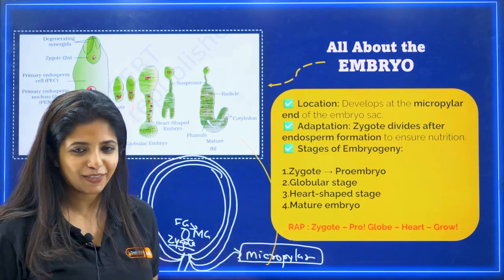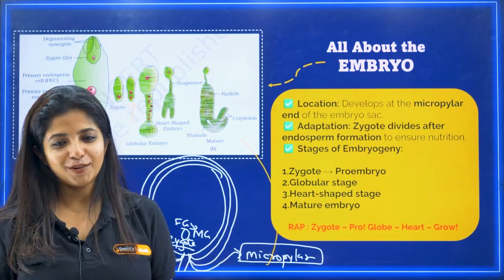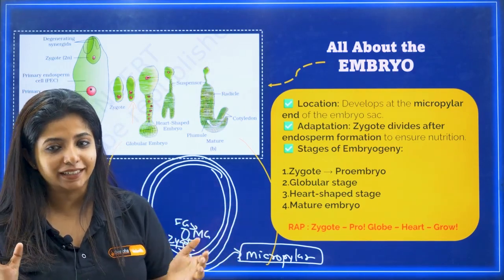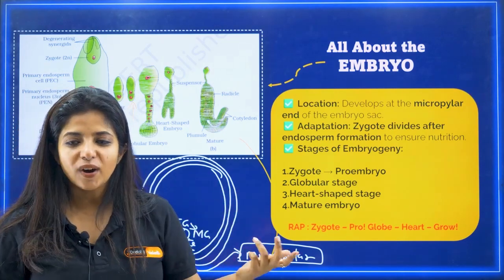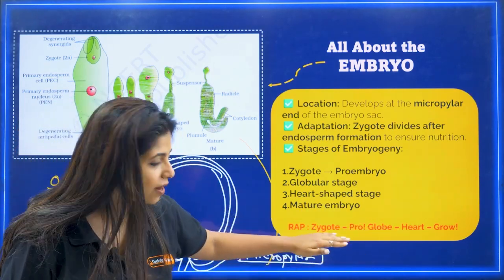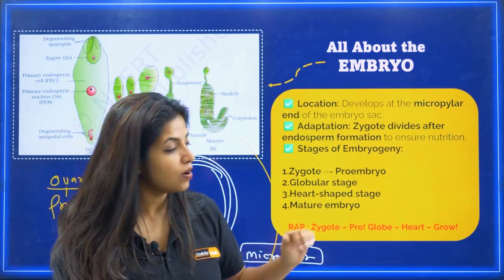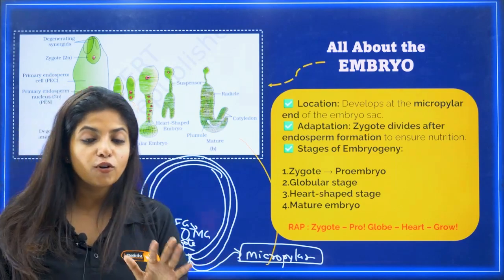So there is a rap. Zygote pro, globe heart grow. I know it might not be that funny, but I am pretty sure it will help you when you need it. So zygote pro, globe heart grow. Grow as in it's maturing. So zygote is there, then you have proembryo, then globular embryo, then heart-shaped embryo, and then you have the fully grown mature embryo out there. So zygote pro, globe heart grow.